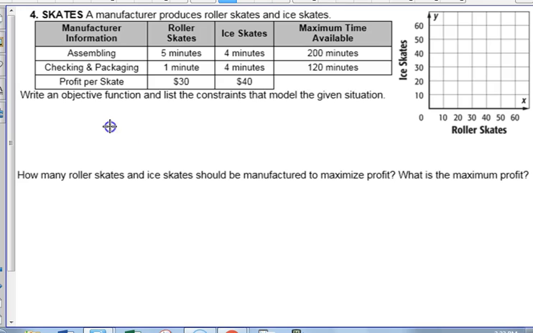Okay. So do you want X to be roller skates? Yep. And Y to be ice skates. This will help. If you put it up here, this is X, this is Y. Guess what? This is going to get an X, this is going to get a Y. This is going to get an X, this is going to get a Y.